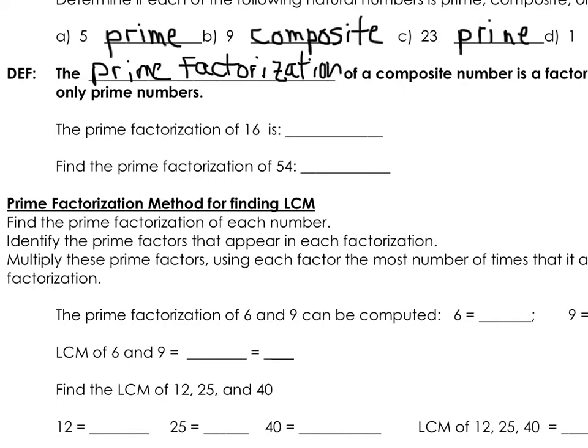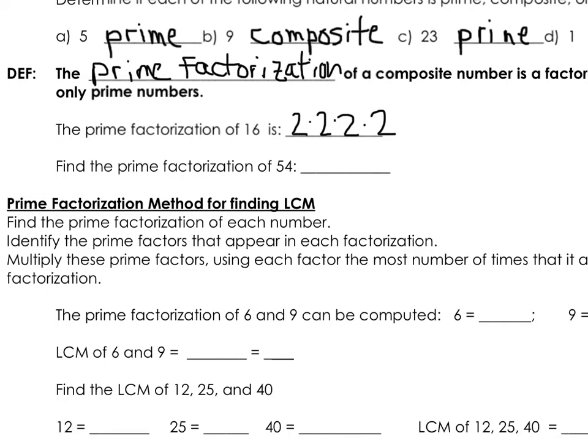So the prime factorization of 16, how do we write it as a multiplication problem that only uses prime numbers? Well, if you look at the ways that we factored 16 above, which one uses only prime numbers? 2 times 2 times 2 times 2.